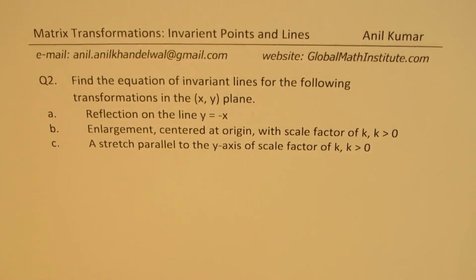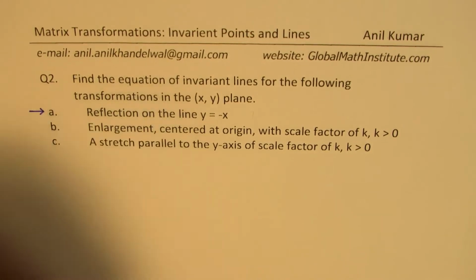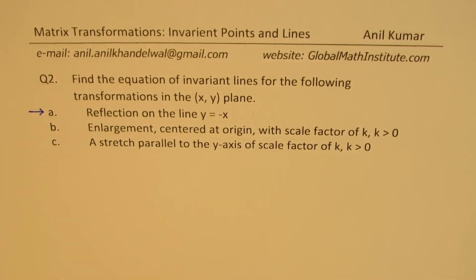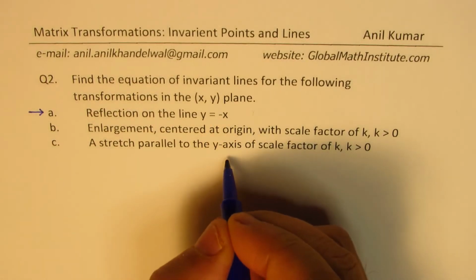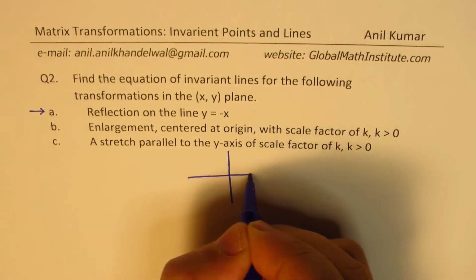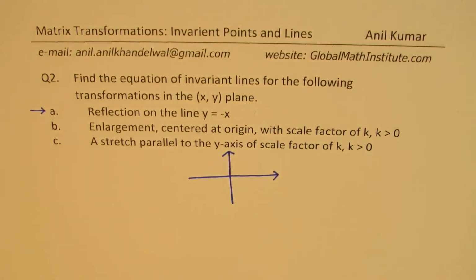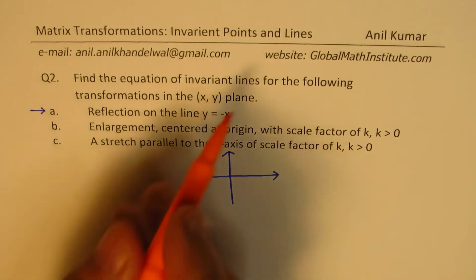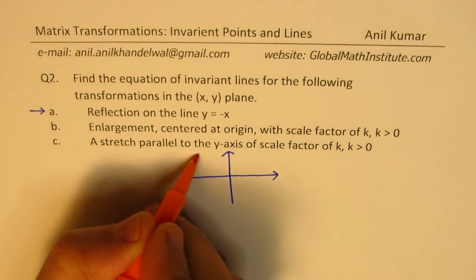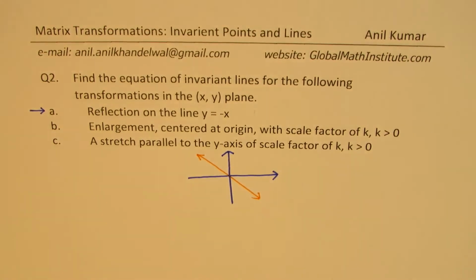So once again, the question here is, find the equation of invariant lines for the following transformations in the xy plane. Now let's consider part A, which is reflection on the line y equals minus x. So let me sketch this here and draw the scenario to explain how we find the transformation matrix. We are given reflection on the line y equals minus x. That means the line will be kind of like this, right? This is the line y equals minus x.